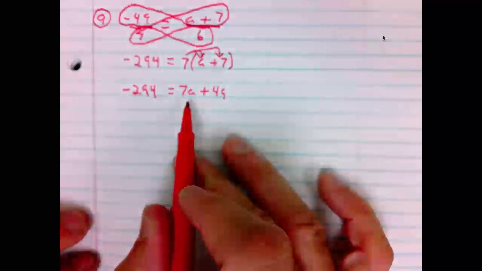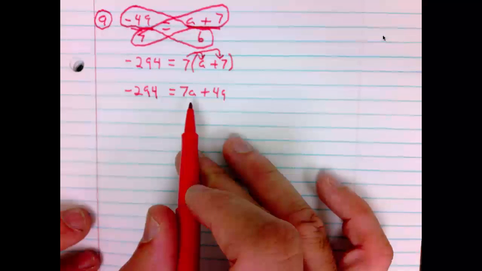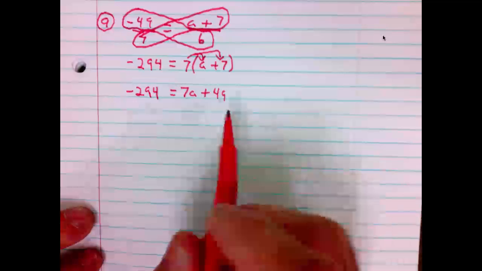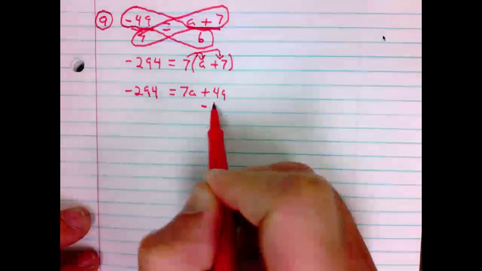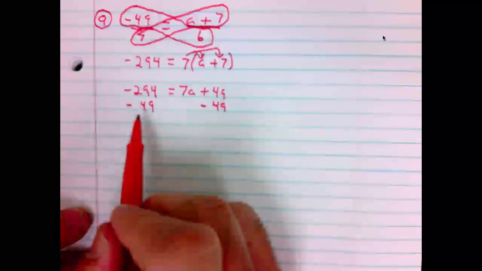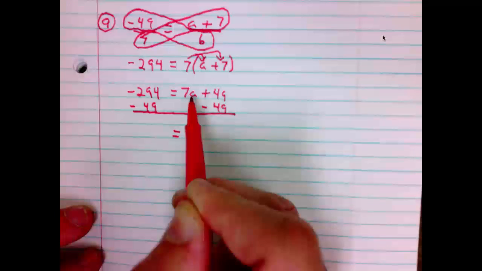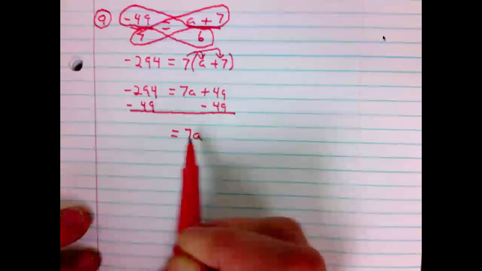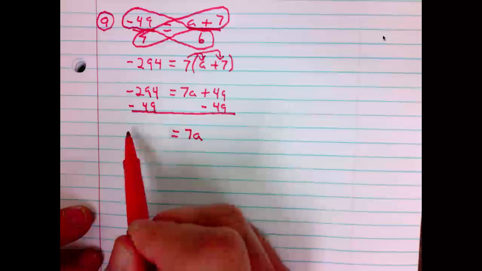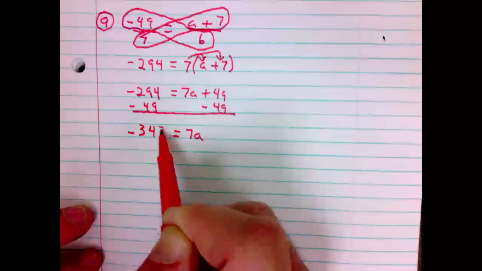Now we have our two-step equation. We want to get a by itself. We must deal with the 49 that's added. To undo plus 49, we will subtract 49 from both sides. 49 subtract 49 leaves 7a on the right. Using your calculator, negative 294 minus 49 will be negative 343.